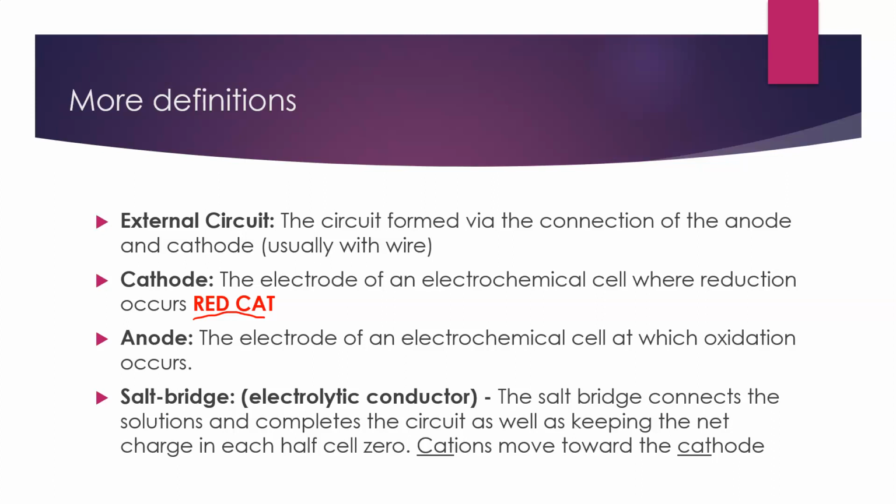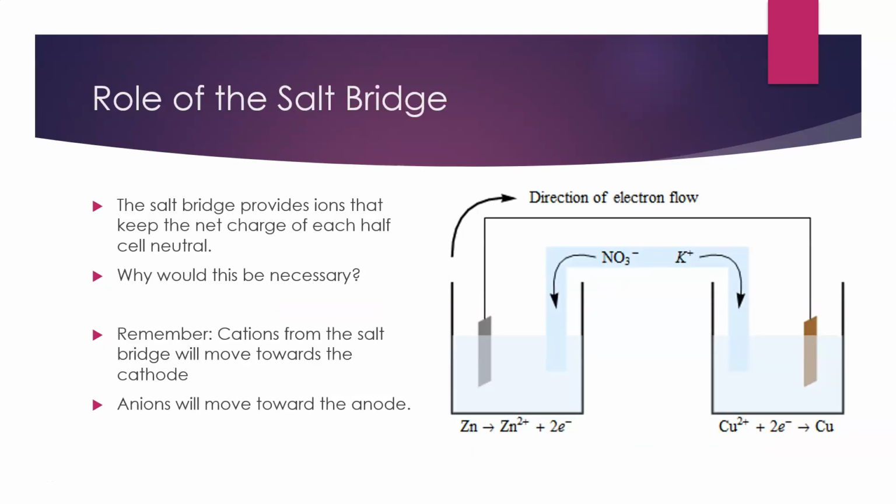The salt bridge is a conductor that connects the solutions and completes the circuit and keeps the net charge in each half cell 0. This means that cations will move towards the cathode and anions will move towards the anode. So that salt bridge provides ions that keep the net charge of each half cell neutral so that we don't get a buildup of charge in either of the cells.